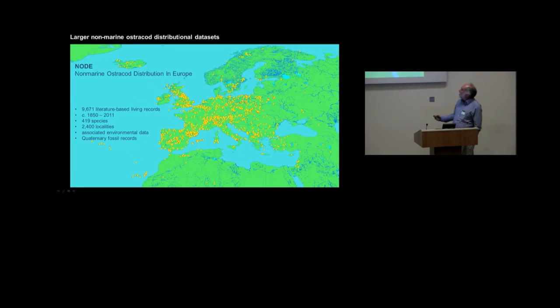But it has getting on for 10,000 living records, maybe 2,500 fossil records now, quaternary ones. These are all from the literature. So the dates of collection are spread over about 150 years. We've got a lot of records. It's a pretty extensive database. And as I say, it includes fossil records.